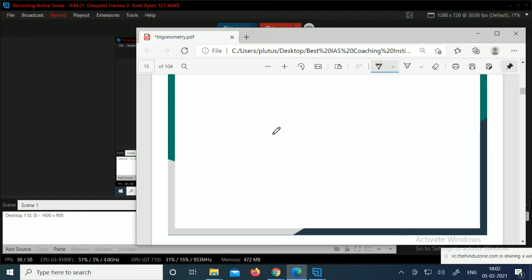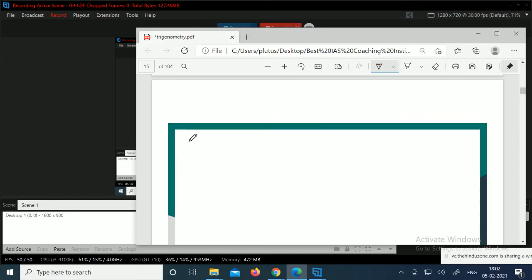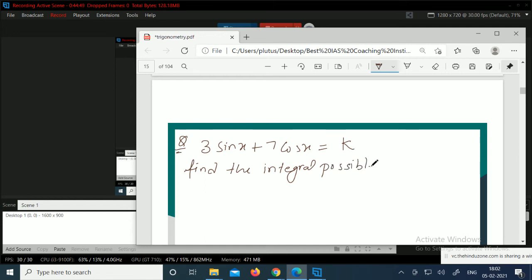Let me ask you a question based on this kind of thing. If I have an expression like, let's suppose, 3 sin x plus 7 cos x equal to k, then find the integral possible values for k. Okay, so we have to find integral possible values of k for this expression.